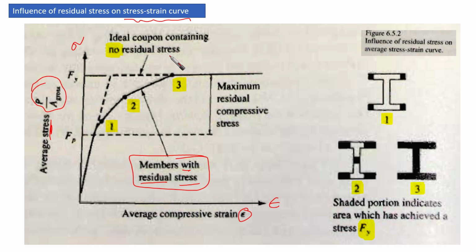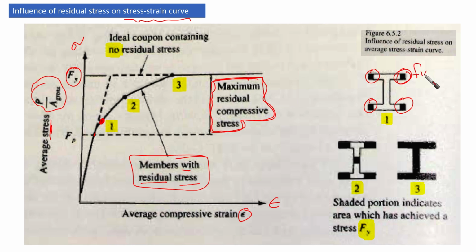containing no residual stress, whereas, as you can see here, this is Fy, and actually this Fy theoretically should be like this. Okay, so this is what we call the maximum residual compressive stress that is going to be added to the system. Point 1 here is where the slope starts to change. You're going to find at point 1 the edges of the flanges. The shaded portions indicate areas which have achieved stress Fy.